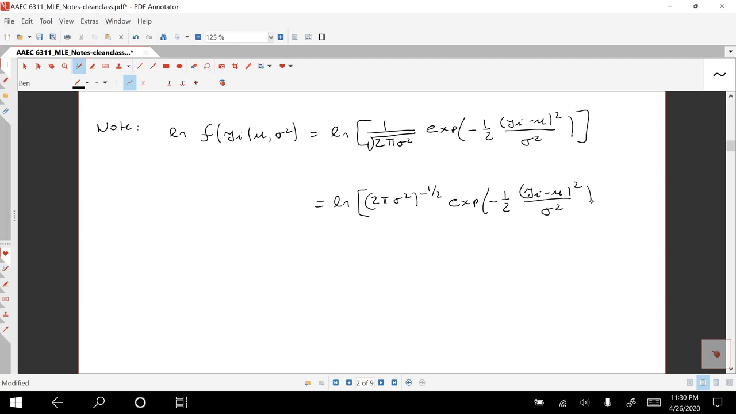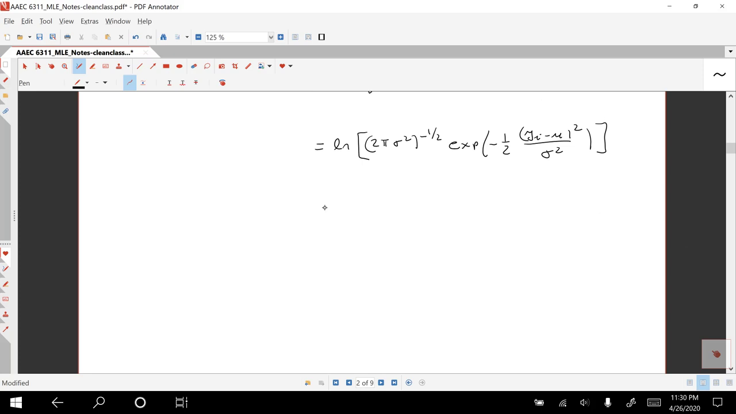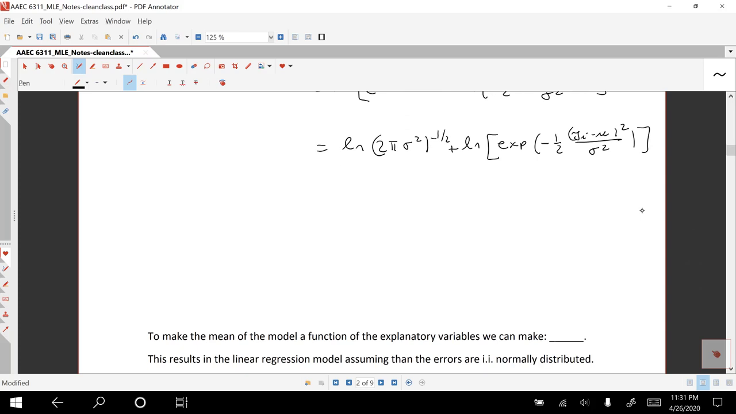And this is just taking logs. So this is the log of the product. What we're going to be doing: the log of a product is the sum of the logs. The natural log of f(x) should be plus minus 1/2 (yi minus mu) squared over sigma squared. Okay, and then the natural log of this expression, we can take the minus 1/2 out, and that's going to be the log of 2 pi plus the natural log of sigma squared.